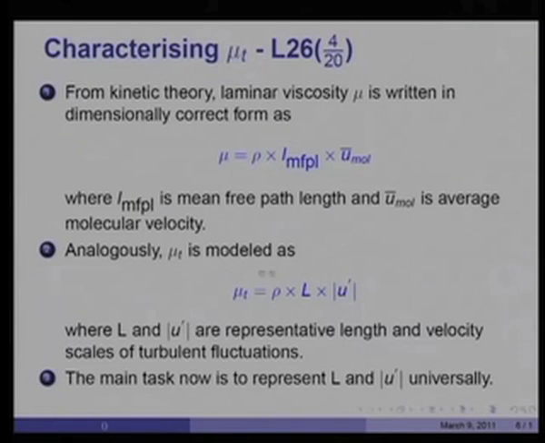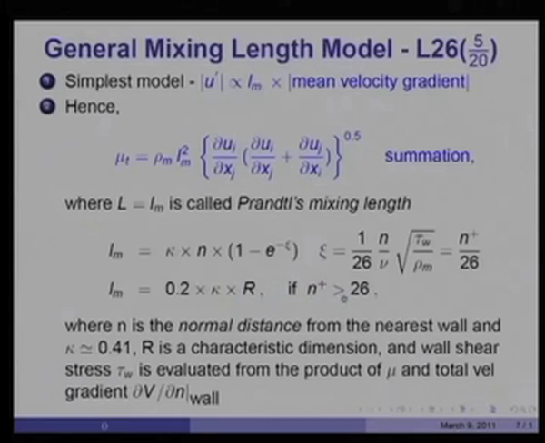Analogously, we say mu t would be modeled as rho times some length scale L multiplied by a velocity scale u dash, and these are representative length and velocity scales of turbulent fluctuations. So, the main task now in modeling mu t is to model L and u prime. Let us see how we can do that in as universal a manner as possible.